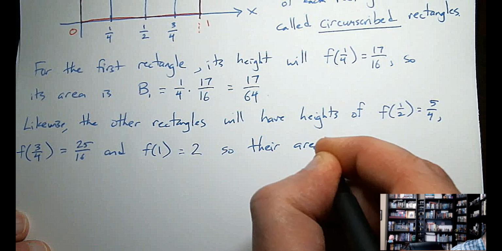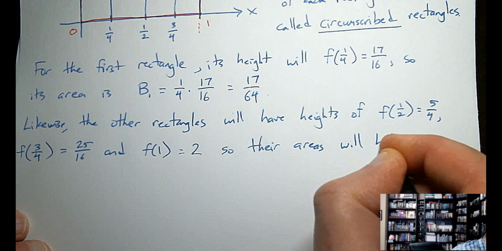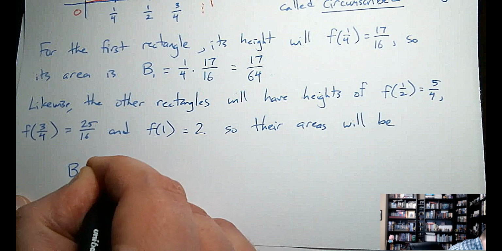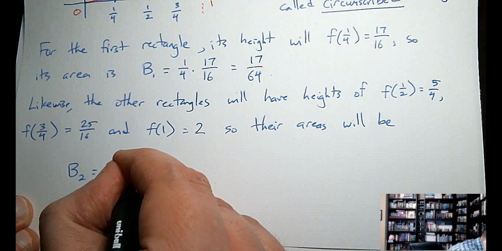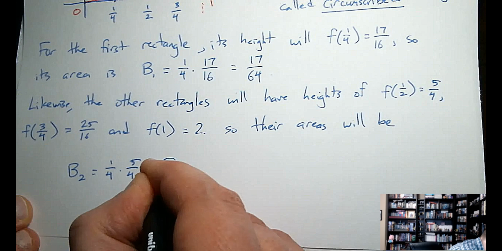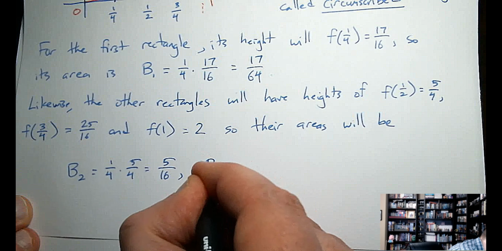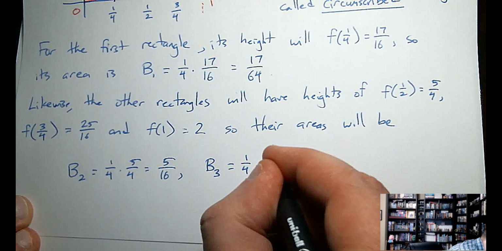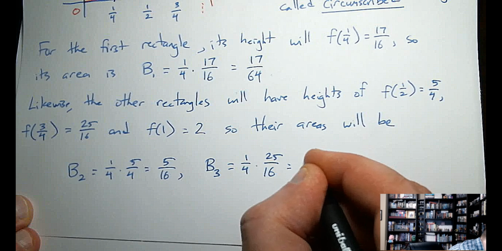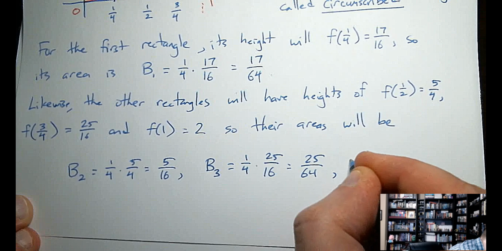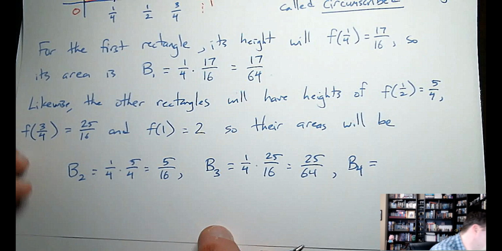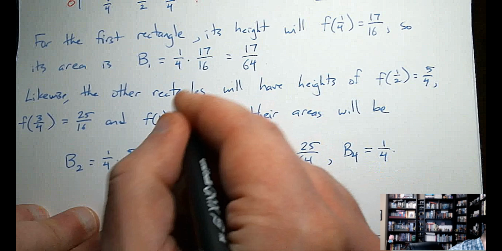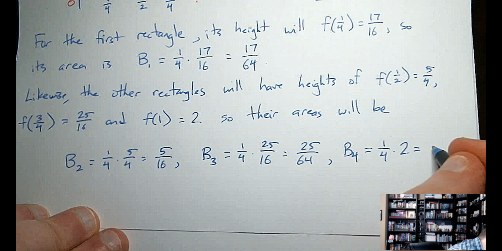So their areas then will be, well, the area of the second rectangle, B2, will be 1/4 times its height of 5/4. So that's 5 over 16. The third rectangle, its area B3, will be a quarter times its height, which is 25 over 16. So that's 25 over 64. And finally, the last rectangle, its area B4 would be its width of a quarter times its height of 2, and a quarter times 2 is a half.